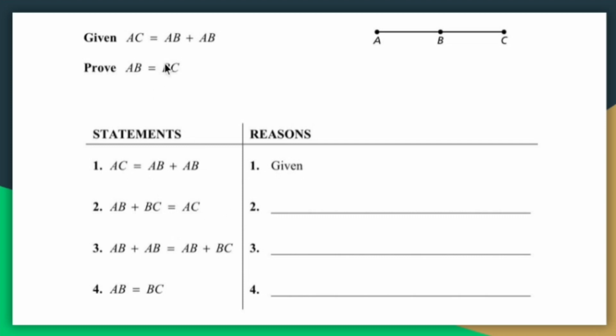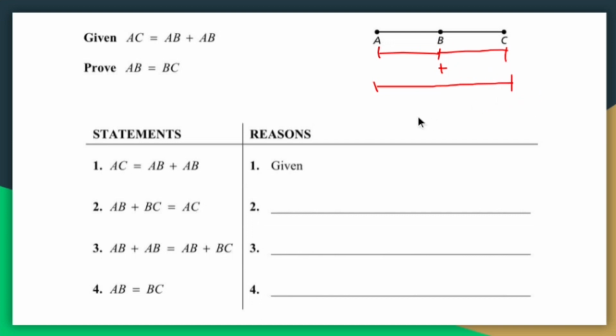Step two says AB plus BC equals AC. Now, I have to look at this information and try to figure out where I got that. Did I get that from up here? No, I didn't. Let's look at my picture. AB, there's AB. So that matches up with that. BC, there's BC. And it would make sense that if I added those together, I would get AC, which is the whole thing.